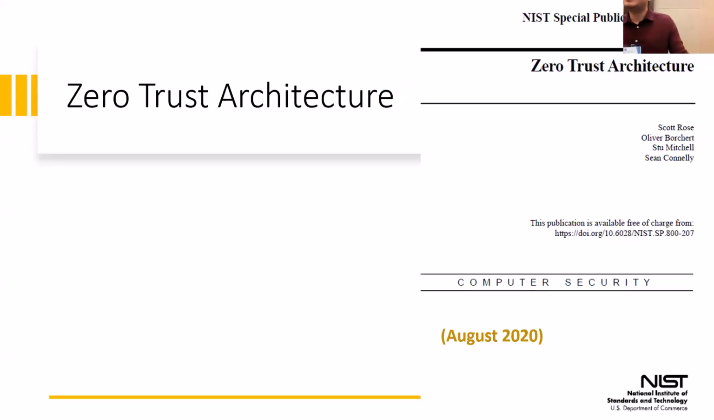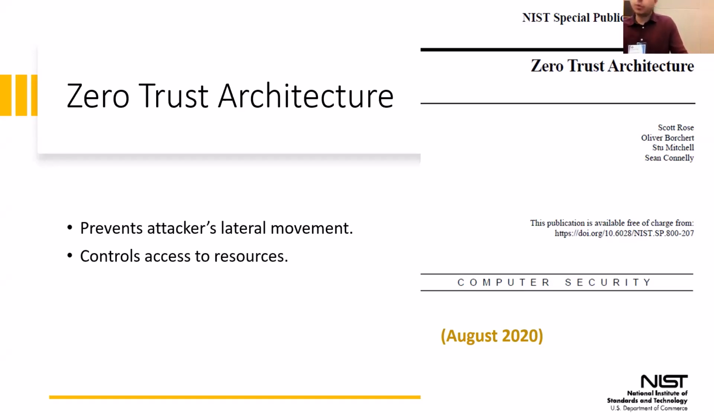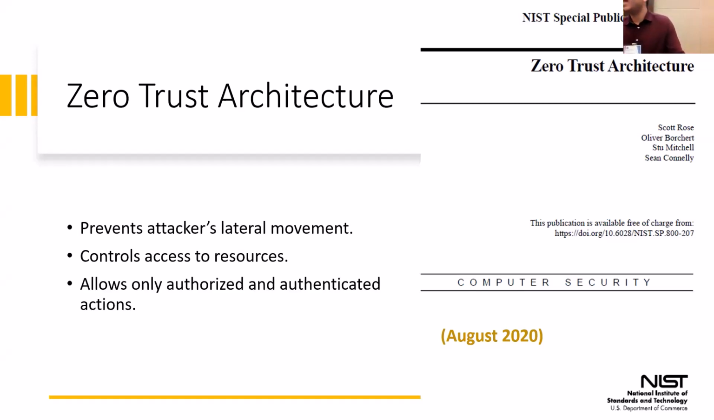NIST has come up with a very interesting document in 2020 that talks about zero trust architecture and potential ways that one can start thinking of employing it. It describes approaches to prevent the attacker's lateral movements and control access to resources. It has been developed on the premise that only authorized and authenticated actions may be executed on the network, as now we assume an adversarial presence. In other words, no trust can be assumed unless explicitly specified.